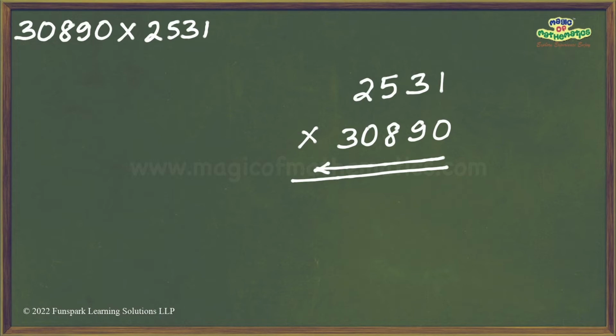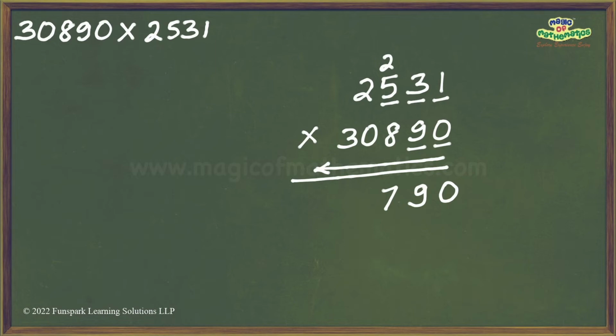I have a 0 in the units place. 0 times any number is 0, so I can ignore this and move on. Next, I need to multiply by 9. But since I have moved one place left, I need to put a 0 first. 9 times 1 is 9. 9 times 3 is 27. I retain 7 and carry forward 2.